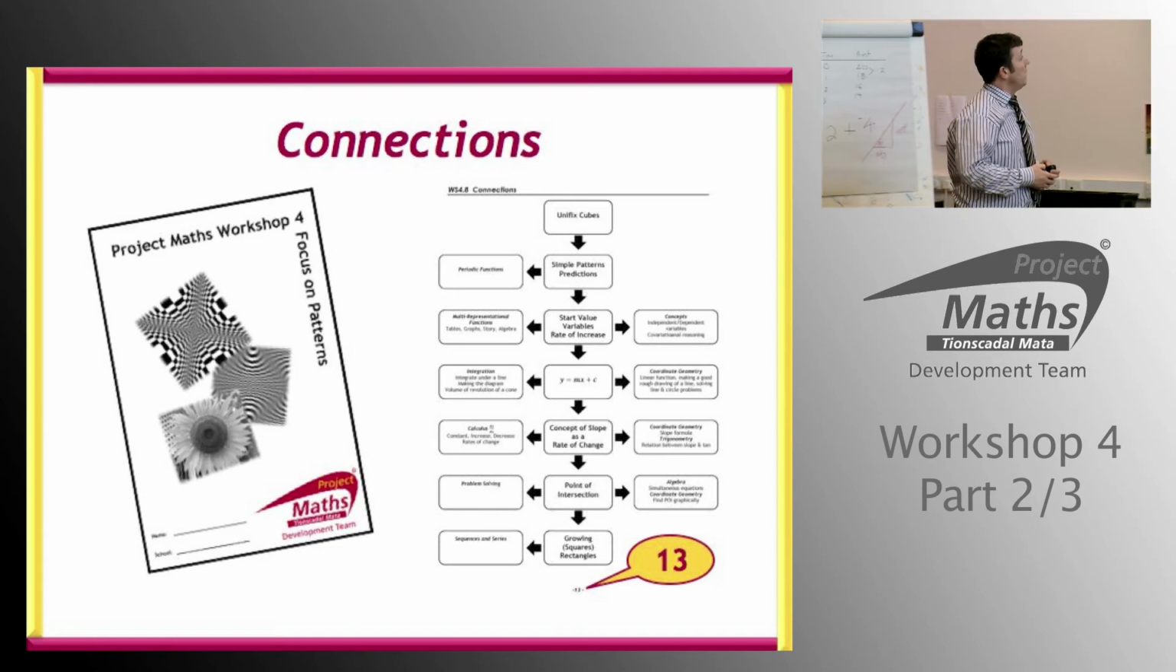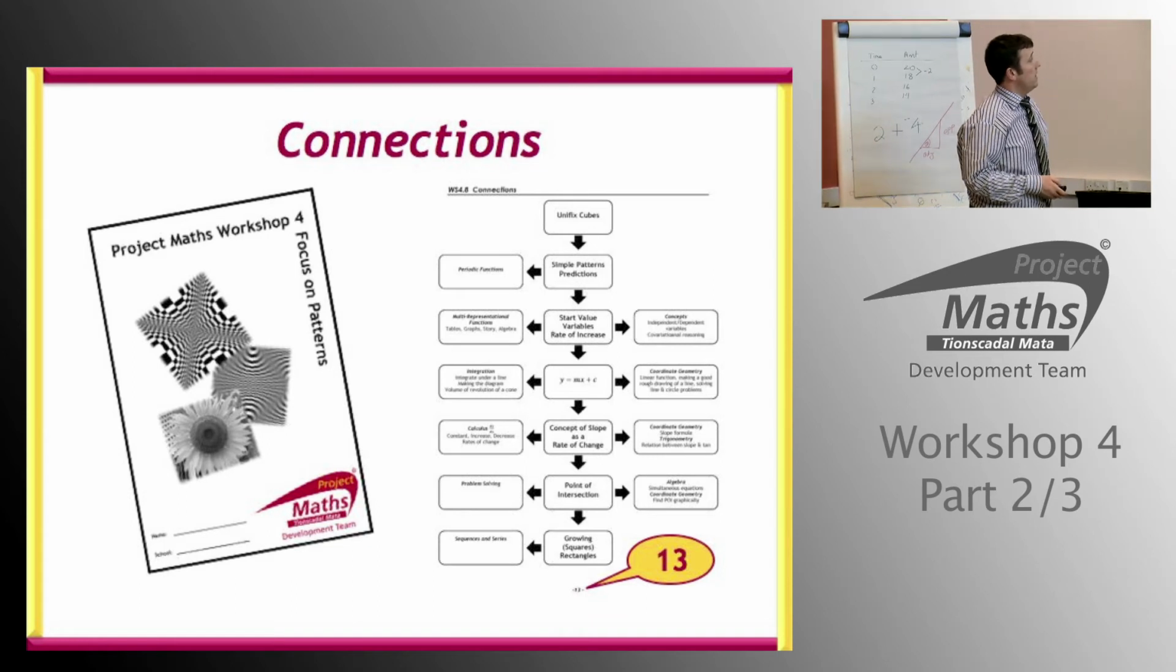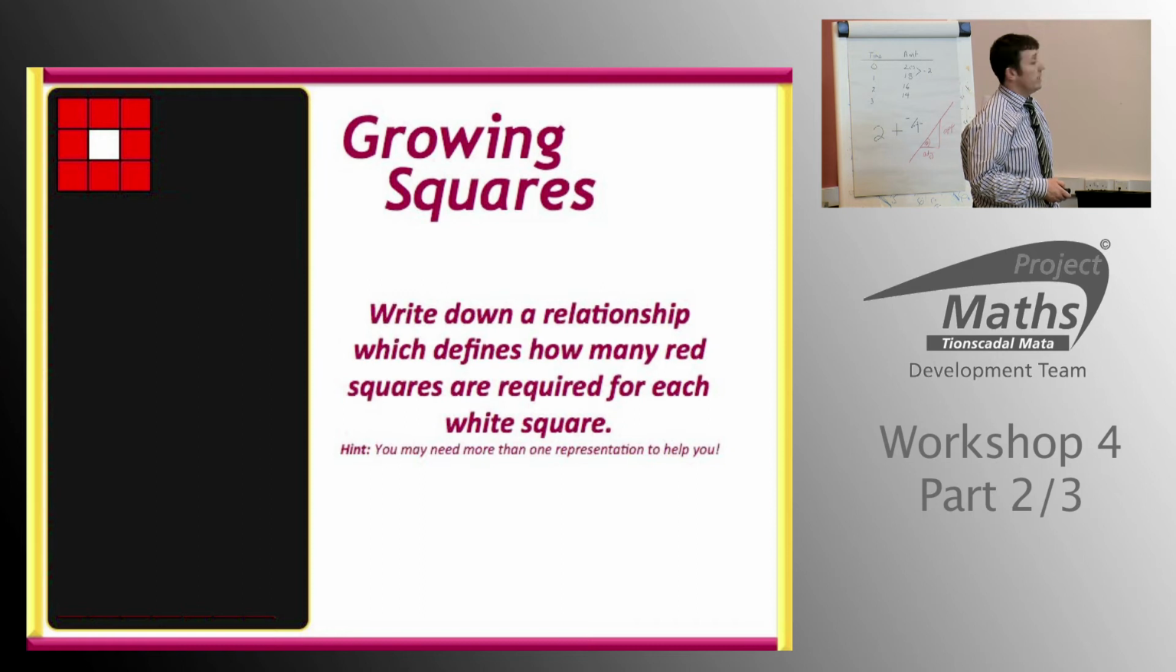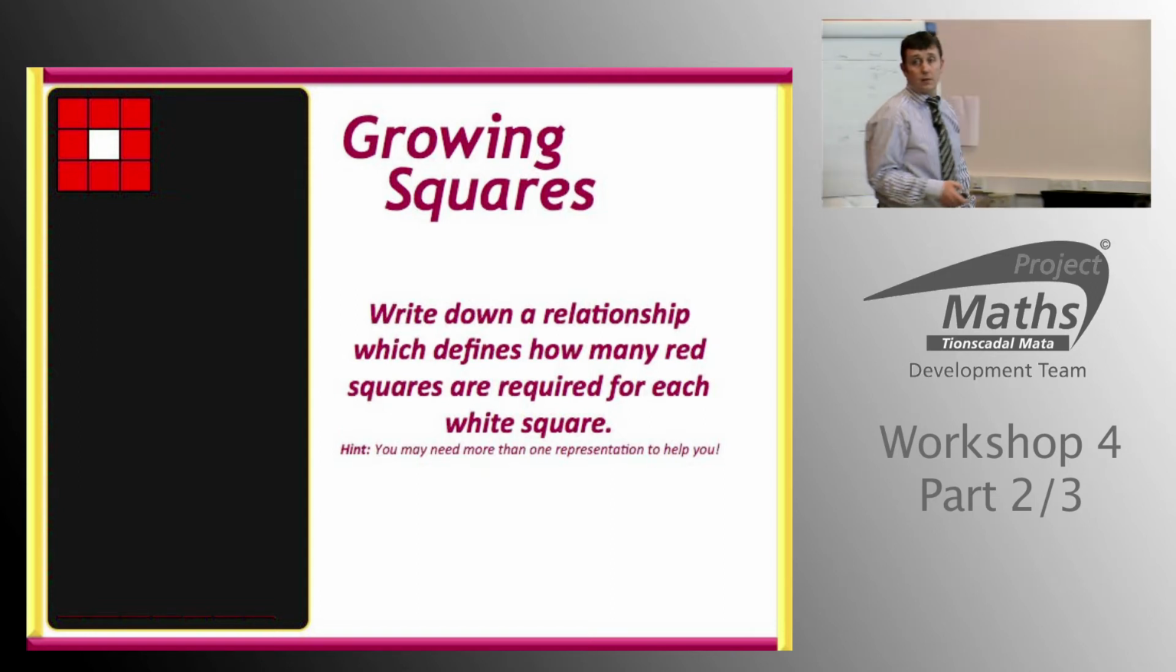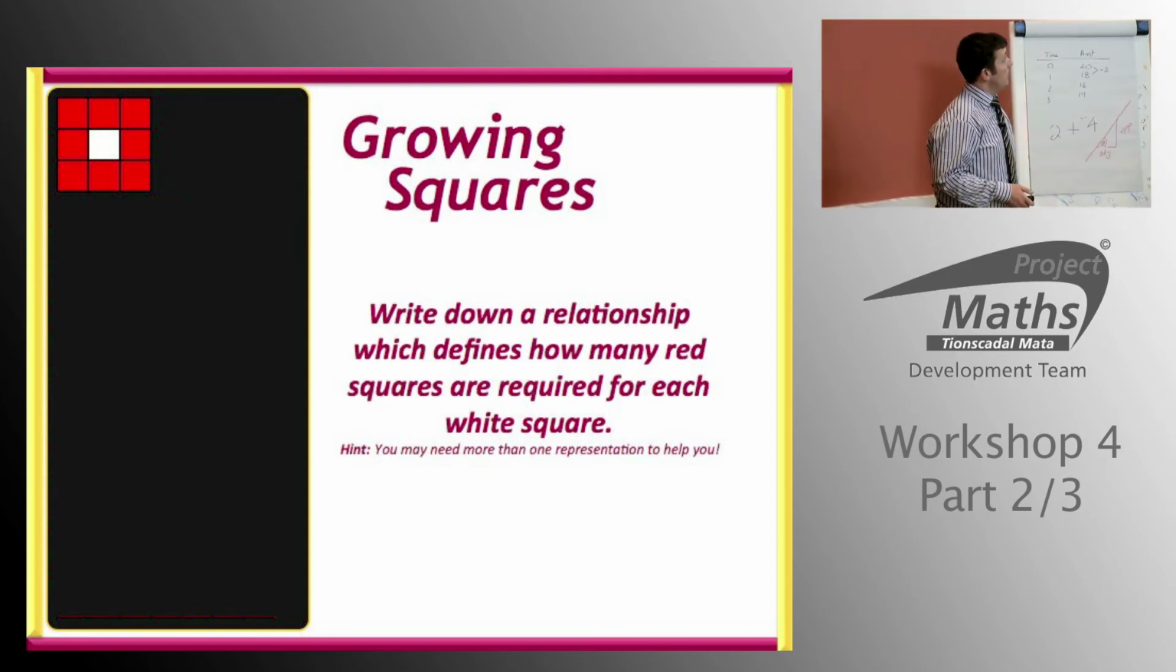Okay. And then algebra, well then you're into simultaneous equations and your point of intersection. And then your growing squares, which we're looking at next, brings us right into sequences and series. Okay, so we'll have a look at this growing squares. Okay, so we have a pattern there. So what do you see? Many red squares? And many white? Okay, so let me give you the second one.